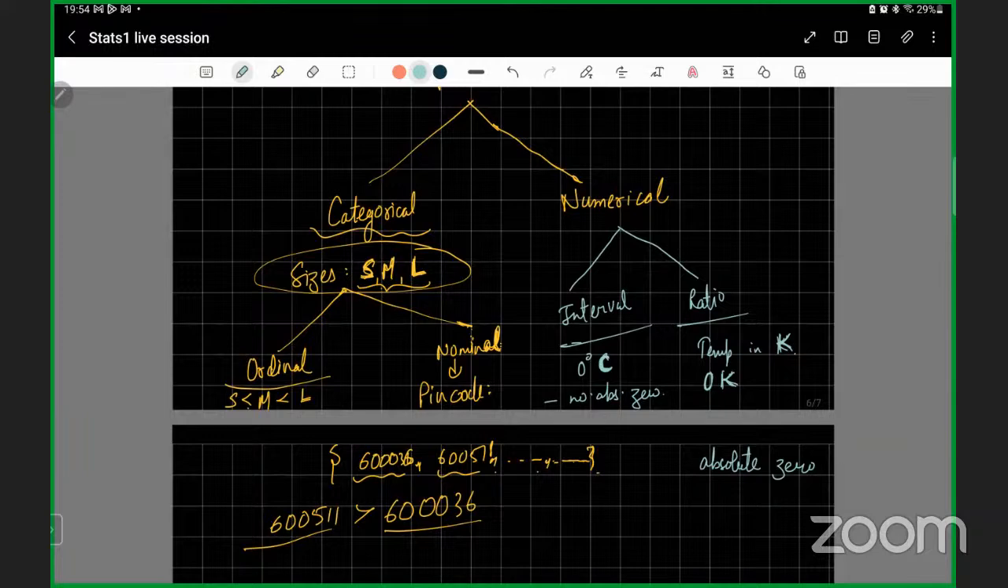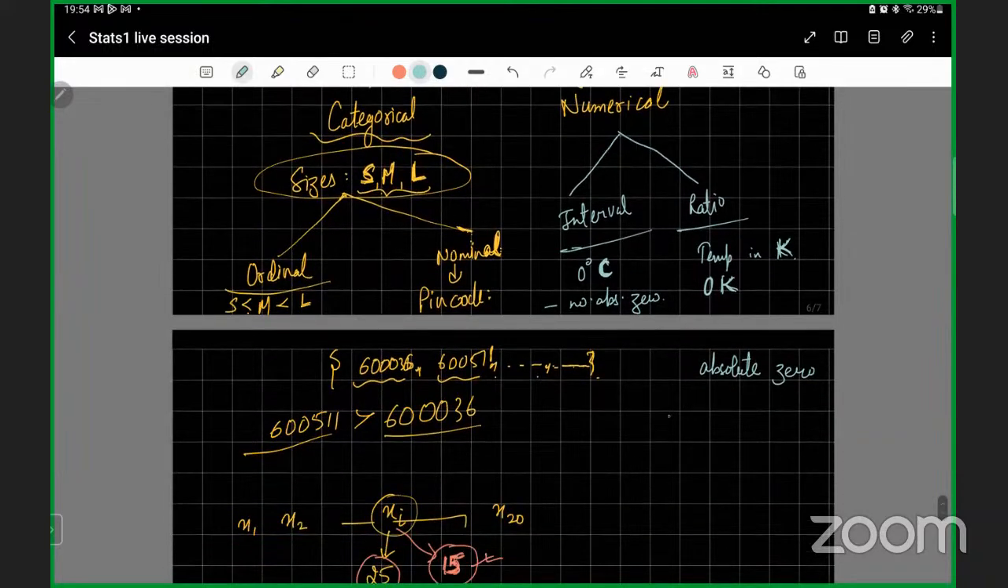Ma'am, absolute zero, are we considering it only with temperature related stuff or anything else? Anything can have an absolute zero. Let's say I'm talking about height. I'm saying 0 meter. What is meant by 0 meter? Does that say it has any height? No, it is zero height. It means there is no height at all. So this is again absolute zero, and this height will come into ratio scale of measurement.